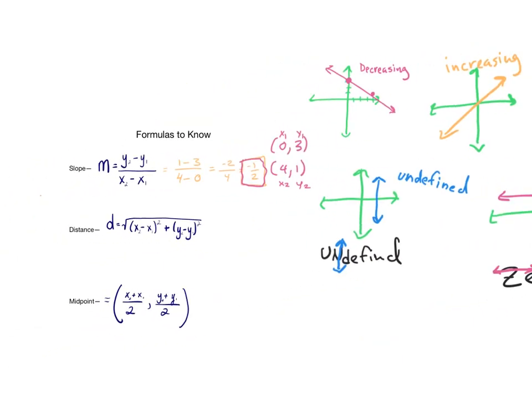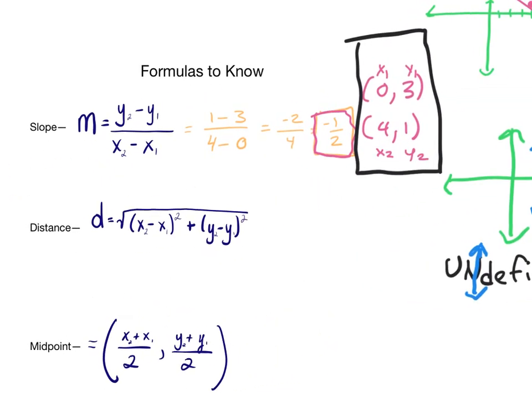Okay, moving on to distance. So again, we're going to keep using these 2 points here, and we're just going to plug them into our distance formula. So we have d is equal to the square root of x2 minus x1. So we're going to plug in our x2, which we said was 4. Our x1 is 0. So we have 4 minus 0 squared plus our y2 is 1 minus our y1, which is 3.